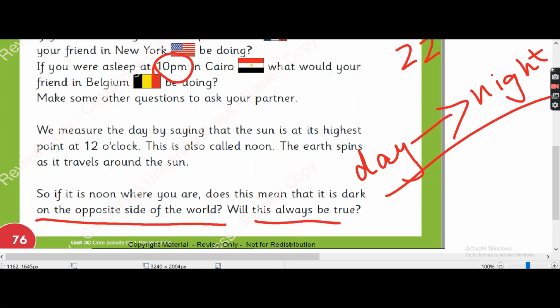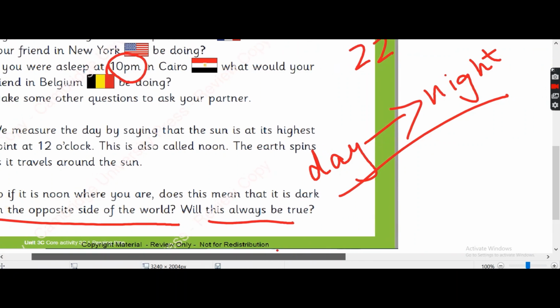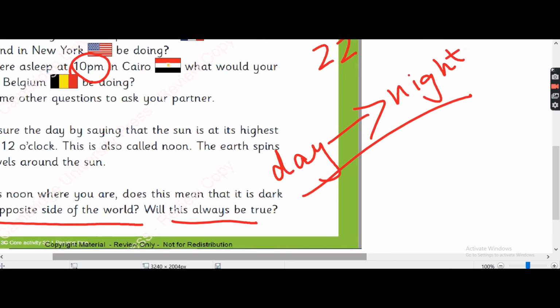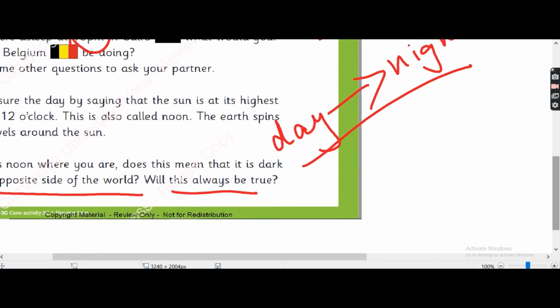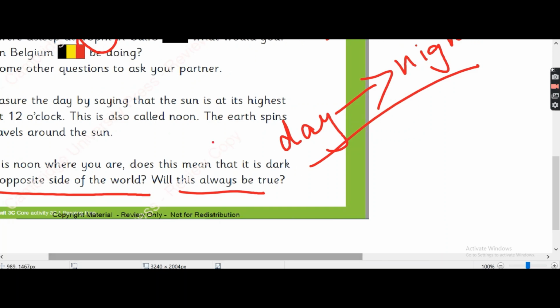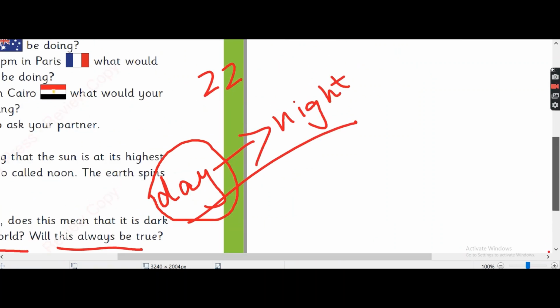Will this always be true? No, it will not always be true, because it will be true with those countries which are right opposite to each other, but not with those countries which are maybe in the middle. For example, Norway is a different country which has 6 months of day and 6 months of night. So if you are having daytime in your country, the countries right opposite to yours would be having night time. All the countries may not be having night time.